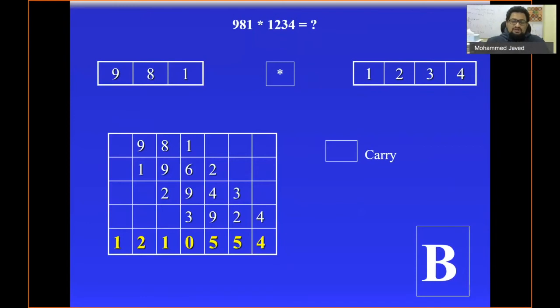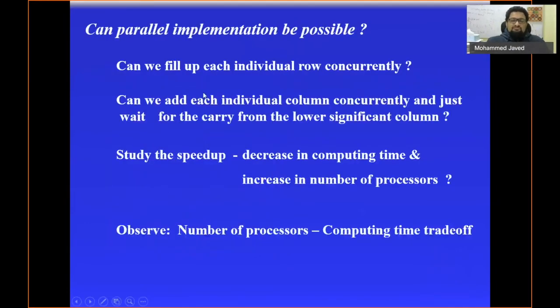So can the parallel implementation fill each individual row concurrently? That's what I discussed: can we give each individual multiplication to the students, take the answers and add them simultaneously? That would be possible. Can we add the individual columns concurrently and just wait for the carry from the lower significant column? These are some important ideas which we need to ponder over.